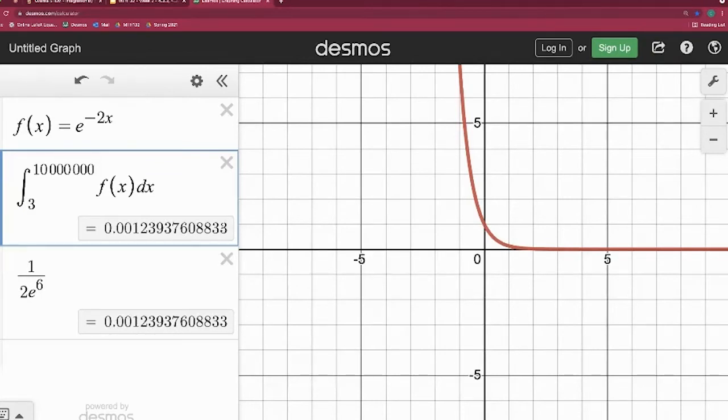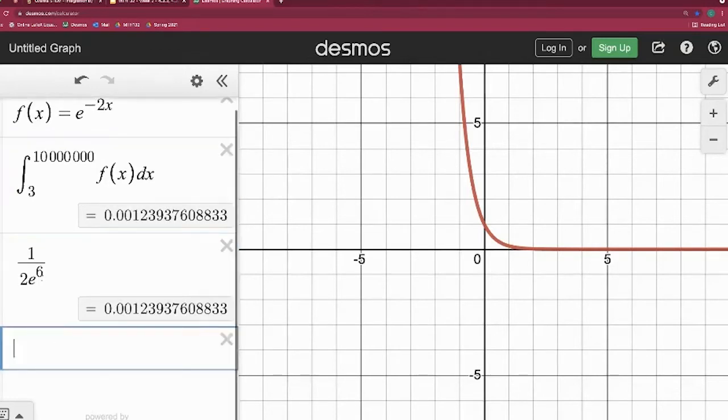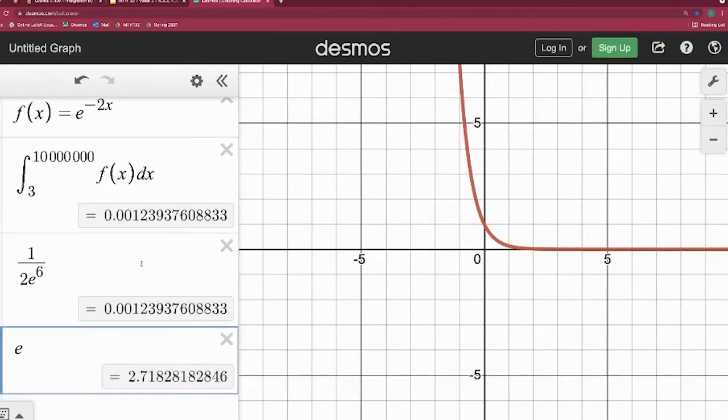I think it's super interesting because you're going to infinity and you're adding a little bit of stuff there. But the thing to think about here is e. If you know anything about e, the value here is 1 over 2e to the 6th. E goes forever. Okay, it's like pi. It's an irrational number. The decimal values just keep going over and over and over again.